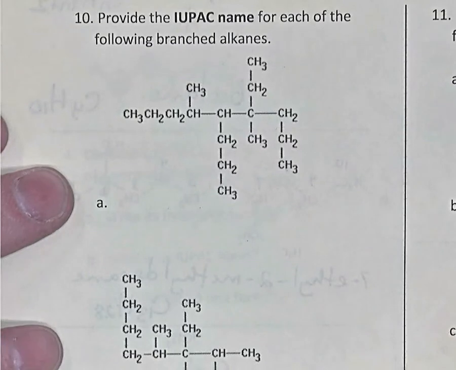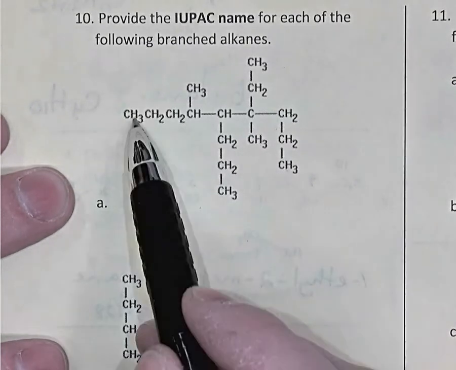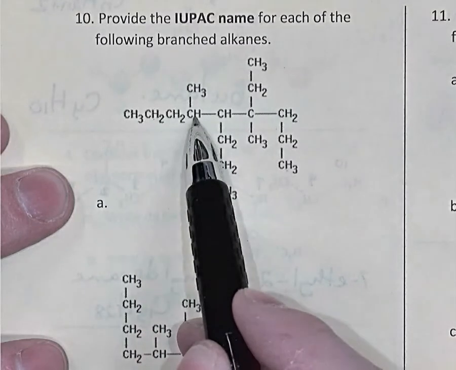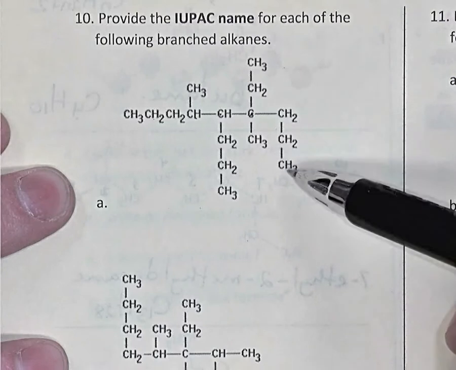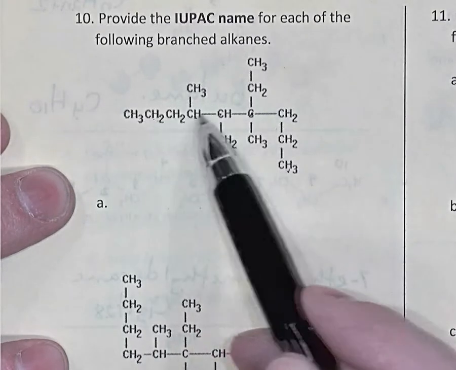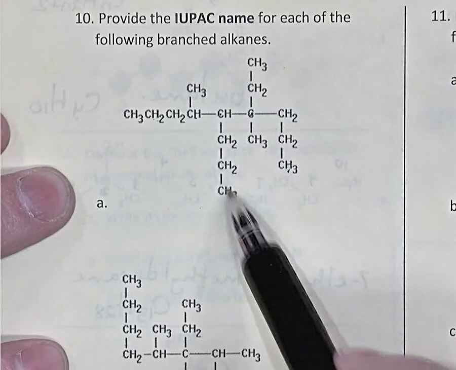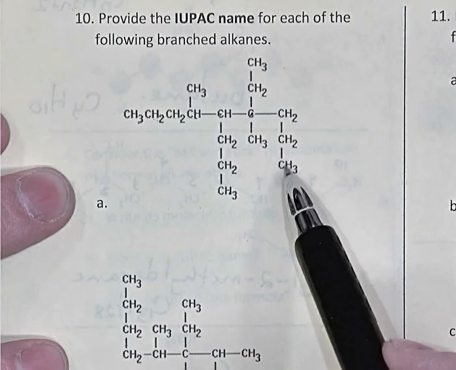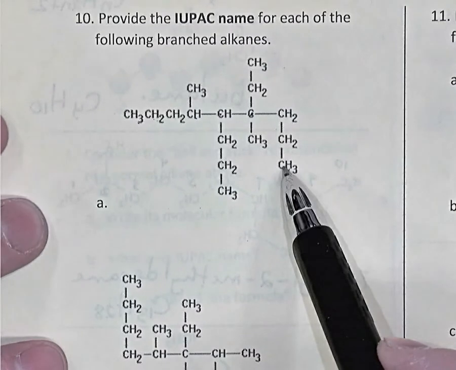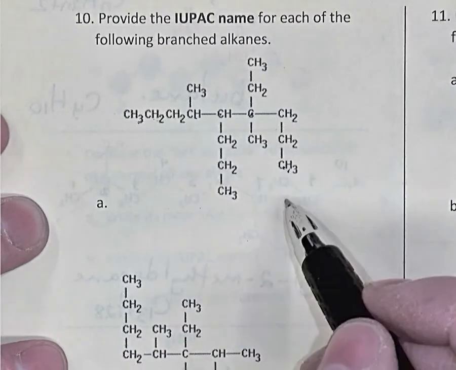So you find the longest continuous chain of carbons. So we can start over here, 1, 2, 3, 4, 5, 6, and then 7, 8, 9. That looks to be the longest chain. 1, 2, 3, 4, 5, 6, 7, 8. 1, 2, 3, 4, 5, 6, 7, 8, 9 is the longest chain. So this guy's going to be a nonane.